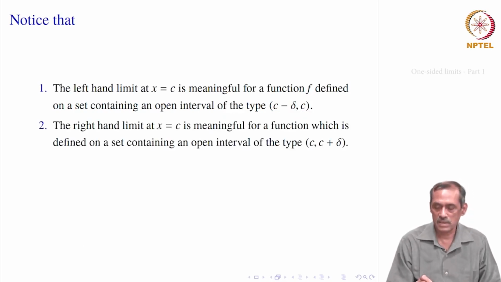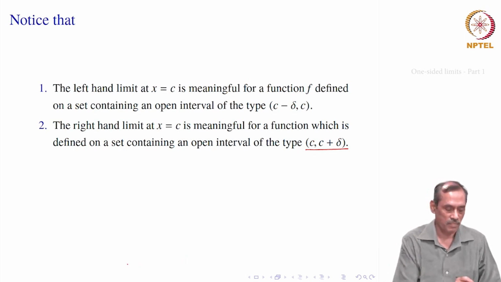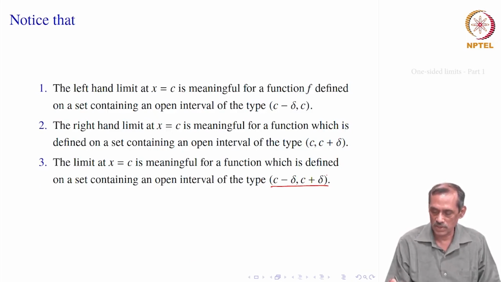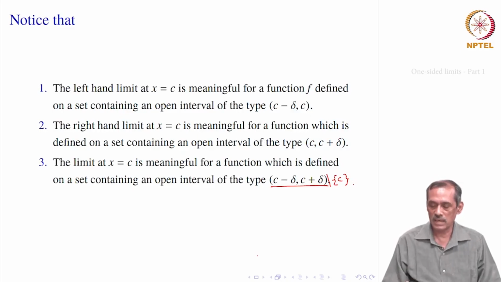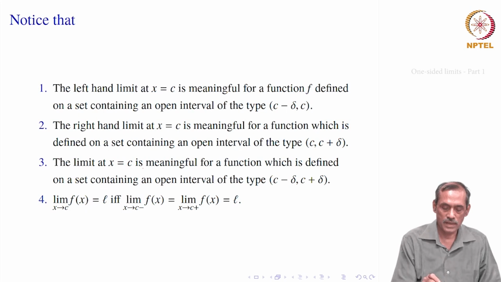Similarly, for the right side limit, it will be meaningful when the function is defined on a neighborhood of the type c to c plus delta. On the right side, there is some neighborhood where it is defined. And for the limit, we know that it should be defined over c minus delta to c plus delta. Perhaps it is not defined at c. So, you may think of this minus the point c. If a function is defined on this, that is a deleted neighborhood of c, then you can think of its limit.